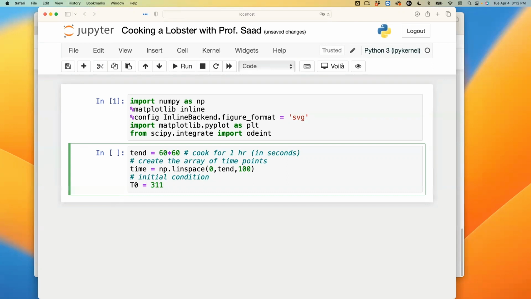Okay, so let's say 311 for room temperature. This is in Kelvin. Room temperature, initial temperature of the lobster. What is that? It's a little warm. It's a Mediterranean room.